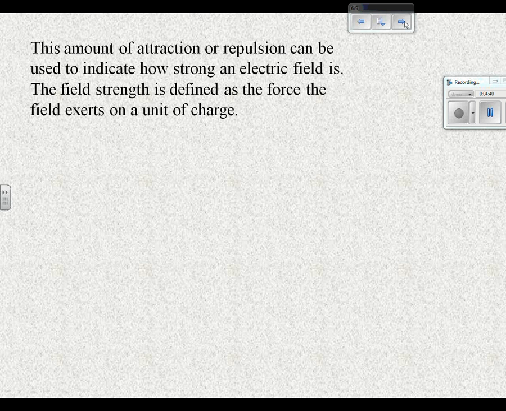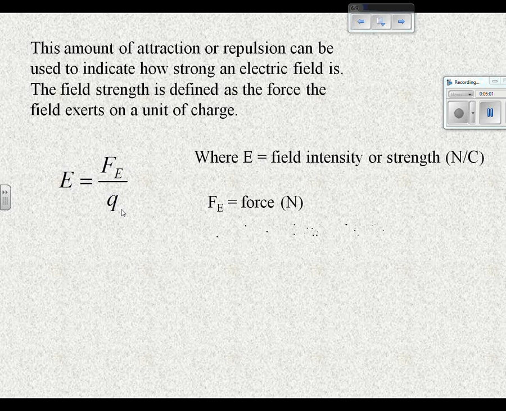Gravity is newtons per kilogram. Electric field strength is newtons per coulomb, which you don't know a whole lot about yet. So E, standing for electric field strength, is the force. What kind of force? Electric force per unit of charge. Okay? Where E is the electric intensity or strength, measured in newtons per coulomb. F is the force, measured in our old friend newtons. And Q is this new one that we've got, charge, measured in coulombs.